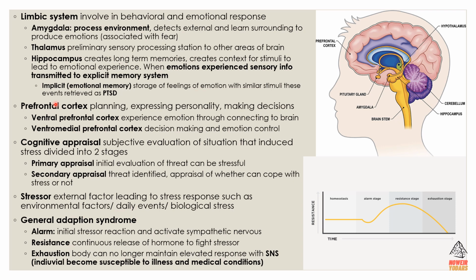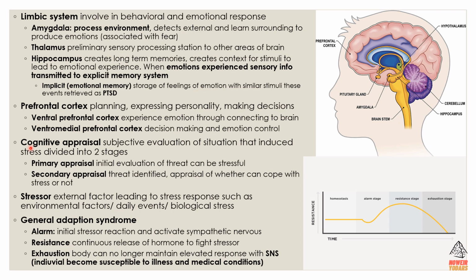Next, you got the cognitive appraisal, which is a subjective evaluation of a situation that induces stress, divided in two stages. So you're placed in a situation, you got the cognitive appraisal. Okay, you start thinking to yourself. So the primary appraisal is the initial evaluation of the threat, which can be stressful. Okay, so for instance, I got a lion in front of me. Okay, so primary appraisal, what am I gonna do?